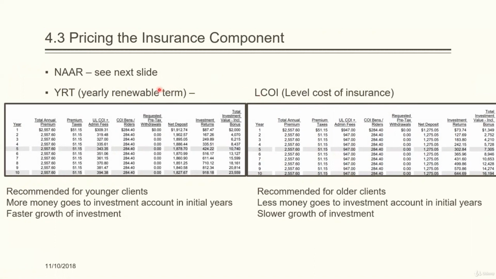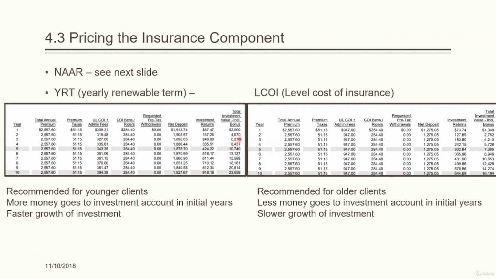The second option is YRT, yearly renewable term. In that case, the initial insurance cost will be low, $309, then $319, then $340, $370. So it will be lower, but it will increase over time. The benefit of this is that it's possible to accumulate higher amount of money in your investment account.